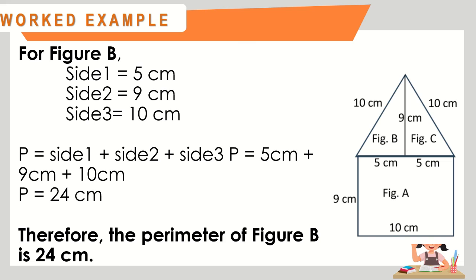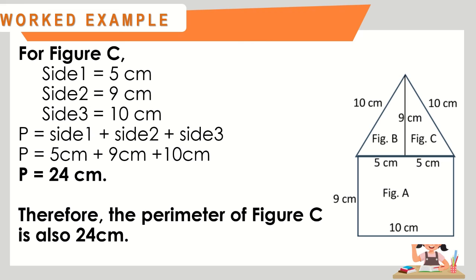For figure B, P is equal to side 1 plus side 2 plus side 3. P is equal to 5 cm plus 9 cm plus 10 cm. P is equal to 24 cm. Therefore, the perimeter of figure B is 24 cm.